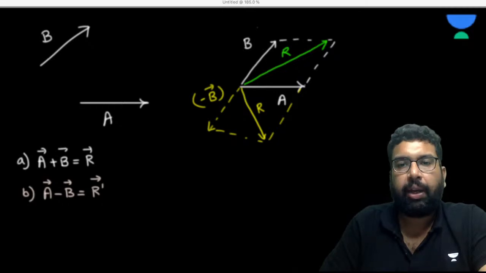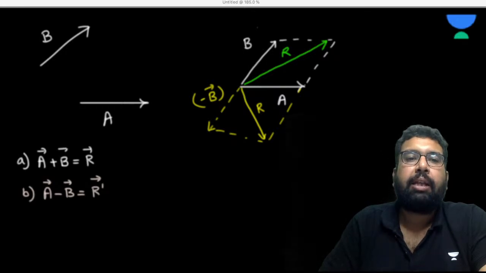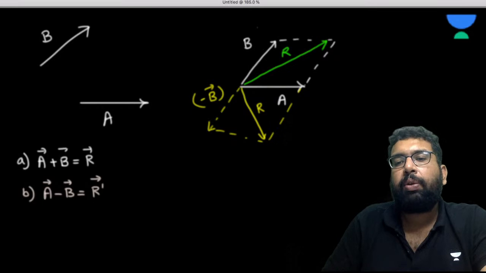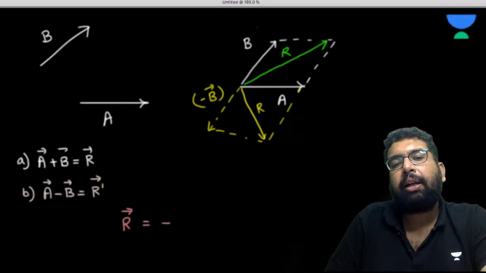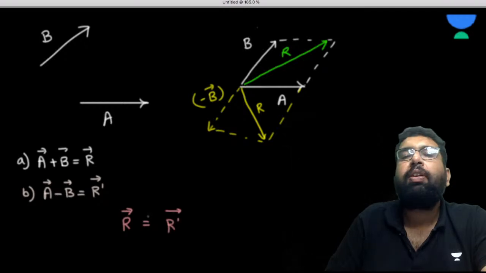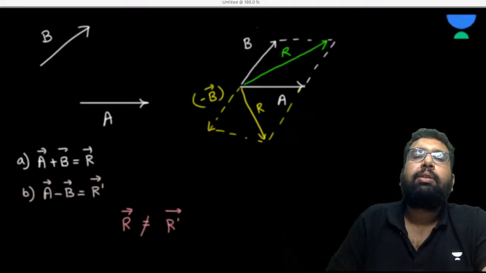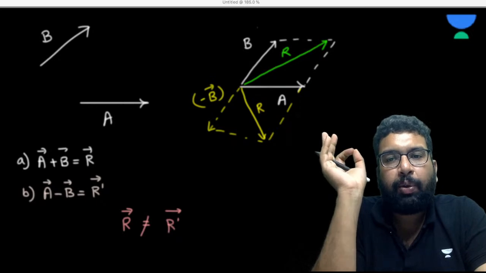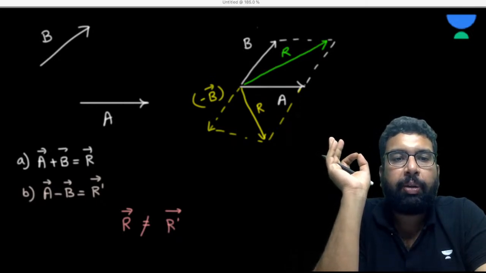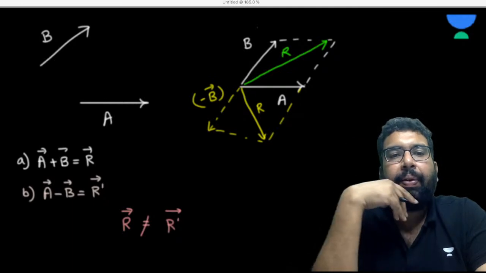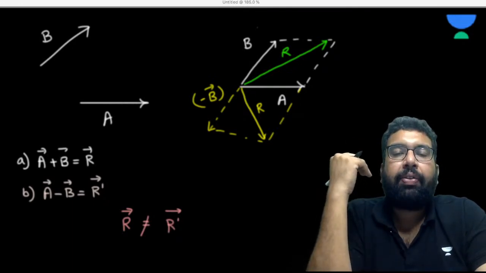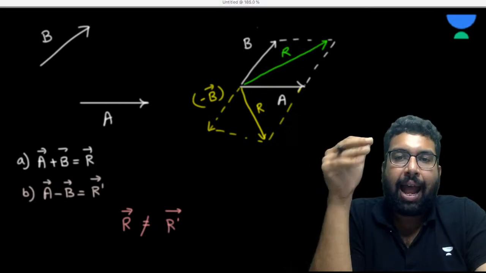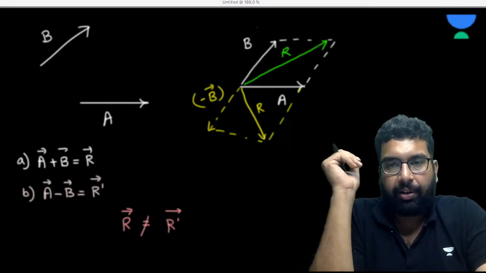Now please understand this. From here, what I'm trying to establish is that vector R and vector R dash are not equal vectors. Are they equal vectors, sir? They are absolutely not equal vectors. Do you agree with me? So basically the resultants of two vectors added and subtracted are different.